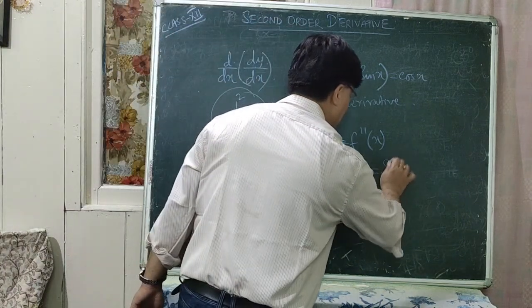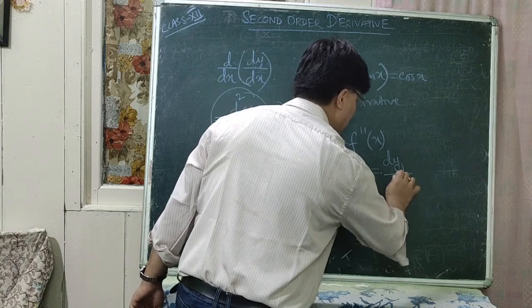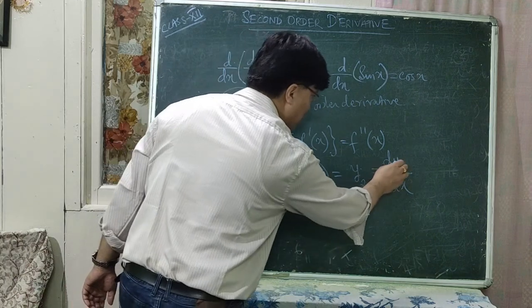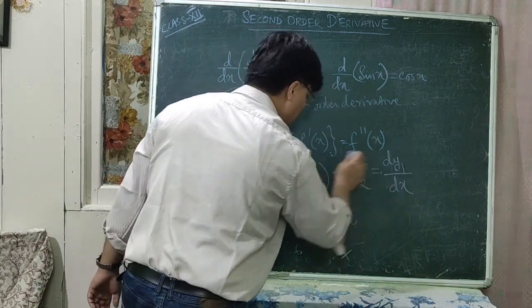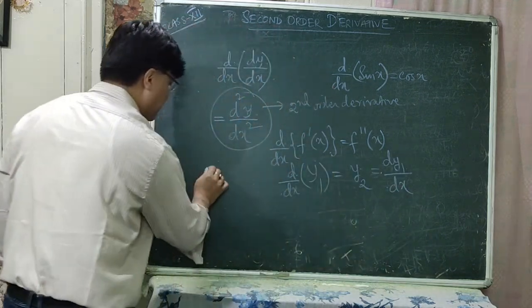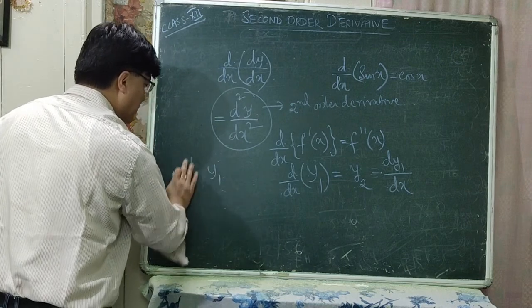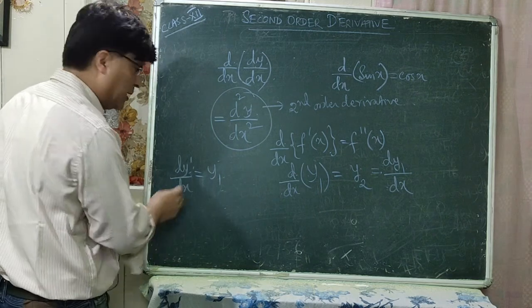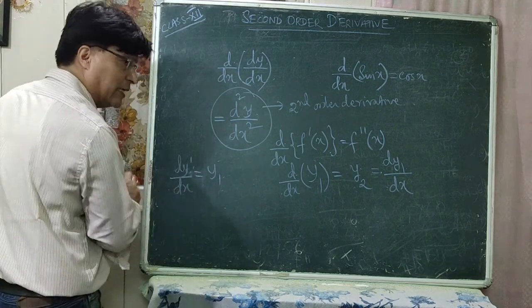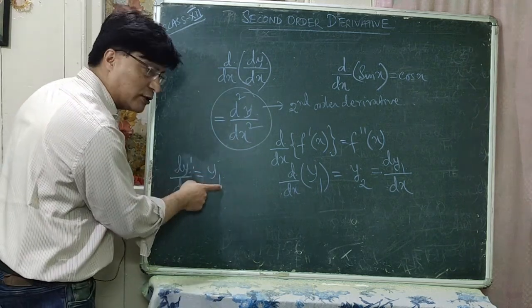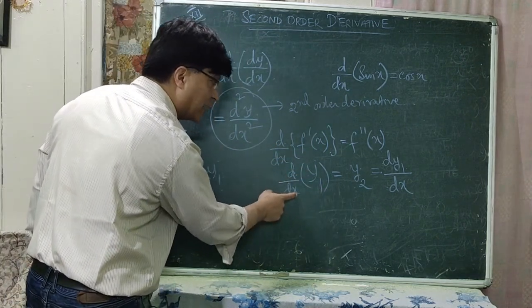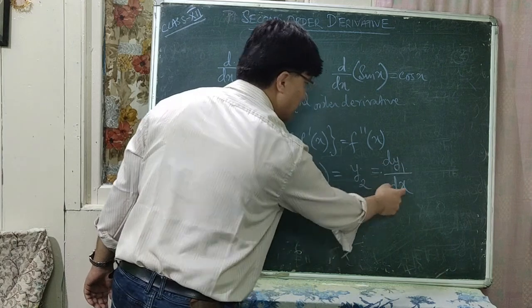Or we can write it as dy1 by dx. dy by dx of y1 is dy1 by dx. Actually what is y1? y1 is dy by dx. Okay, that is dy by dx is written as y1 also. Again y1 is differentiated with respect to x, that is d by dx. Actually it is dy1 by dx.